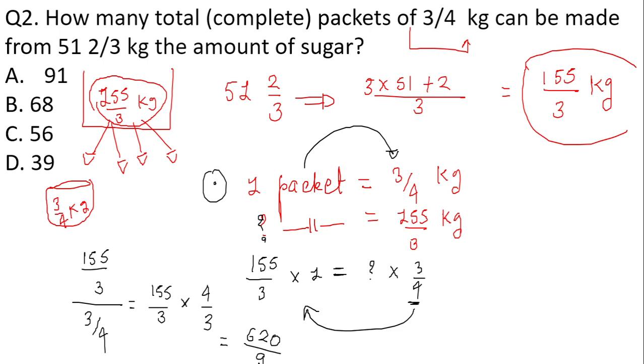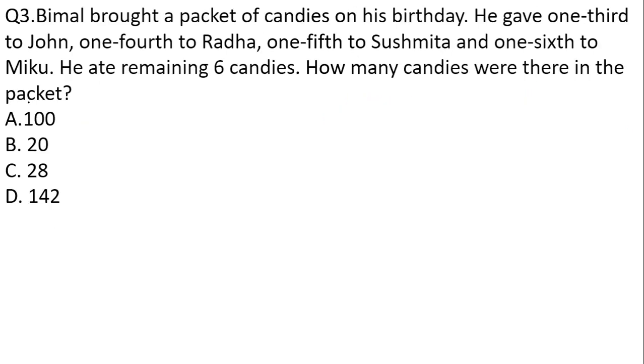upon 9. 3 3s are 9. So this will give me 68. 68 such packets, 68 packets are required to fill 155 upon 3 kg of sugar. So the correct answer for the given question is option number B. Moving on to the next question now.